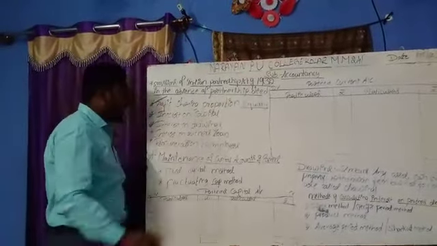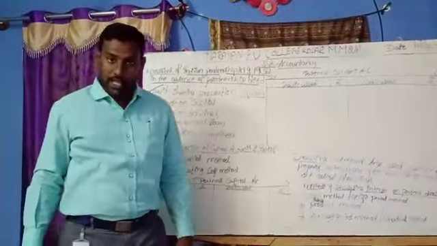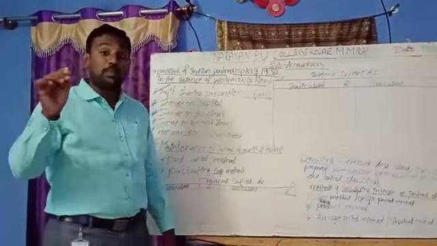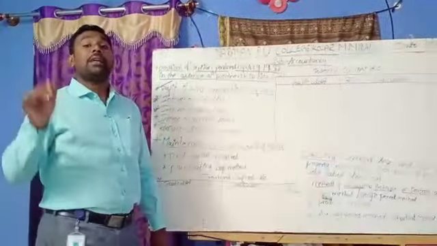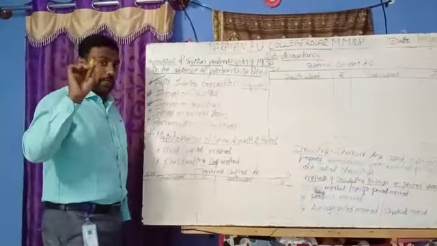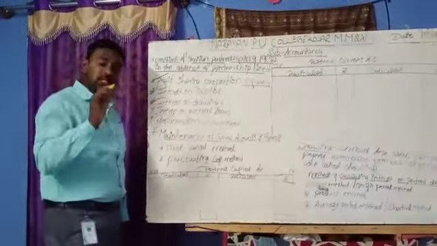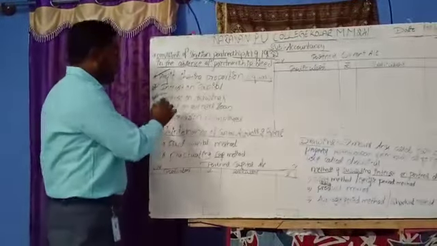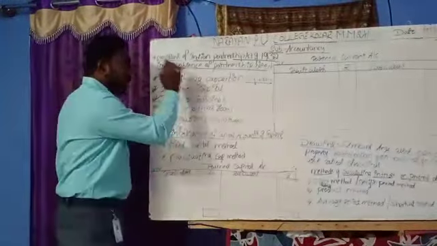Another one is interest on drawings. In the absence of a partnership deed, if any partner has withdrawn business property, that interest is also not allowable.